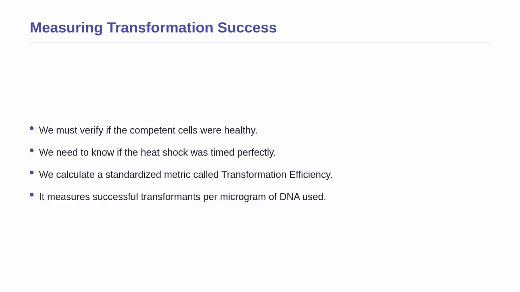Now that we know how the biological process works, we must ask, how do we know if our experiment was actually successful? In the laboratory, we need to verify if our competent cells were healthy and if our heat shock was timed perfectly. To do this, we calculate a standardized metric called transformation efficiency. This metric tells us exactly how many bacterial cells successfully took up the plasmid DNA for every single microgram of DNA that we originally put into the tube. It is a crucial quality control step in any biotechnology lab.